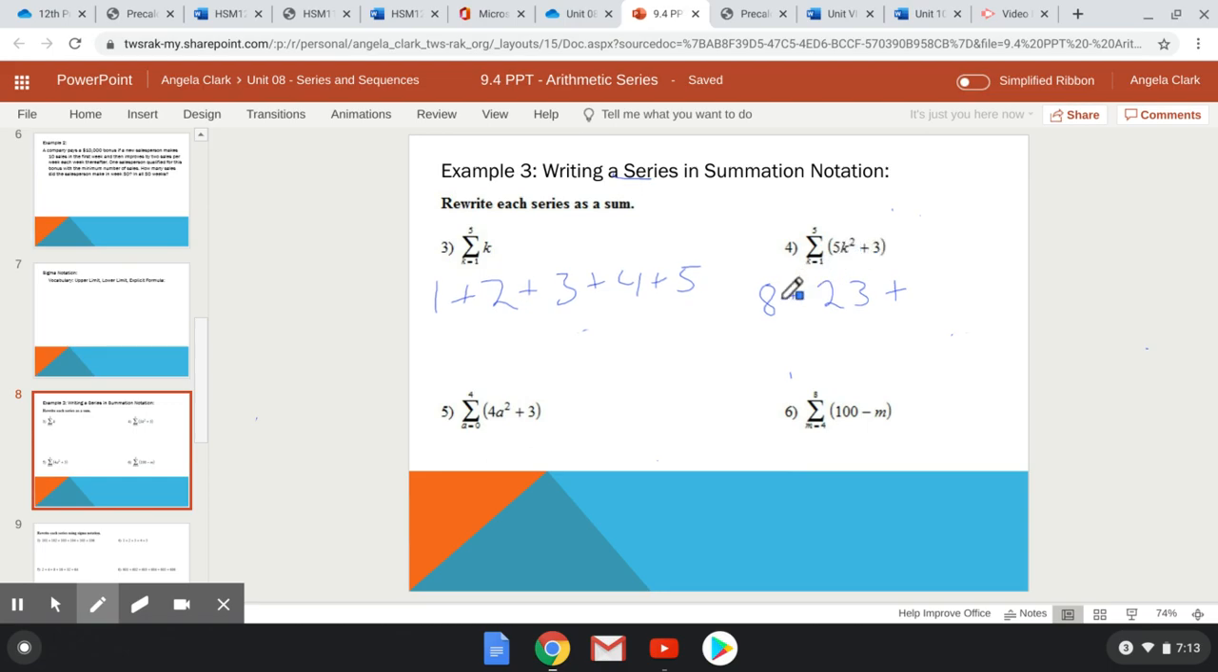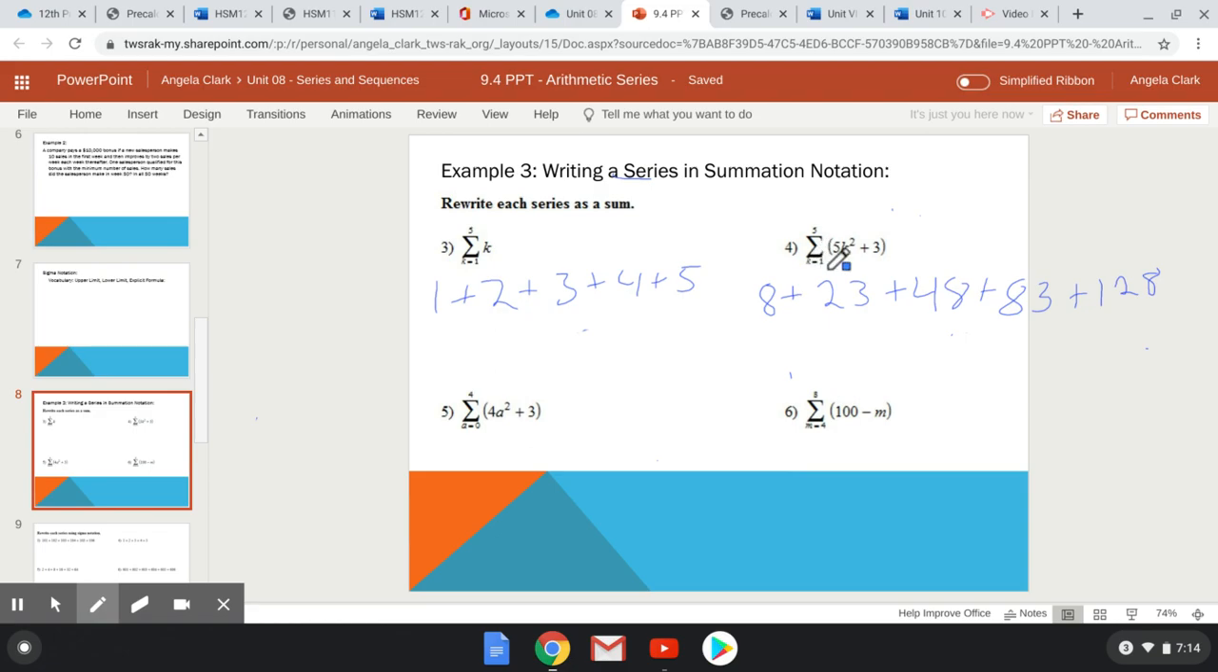And now I'm going to plug in 3. So I plugged in 1, plugged in 2, now I'm going to plug in 3. So I have 9 times 5 is 45 plus 3 is 48. And now I'm going to plug in 4. And so I have 16 times 5 is 80 plus 3 is 83. And now I'm going to plug in 5. So 5 times 5 is 25, times 5 is 125, plus 3 is 128.